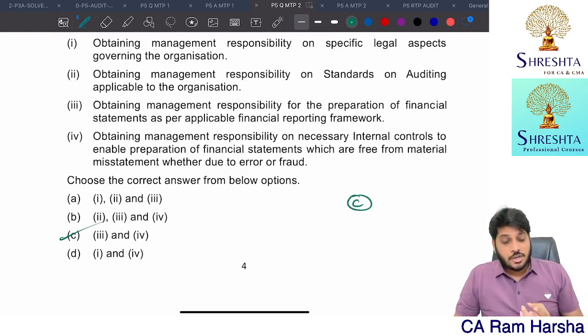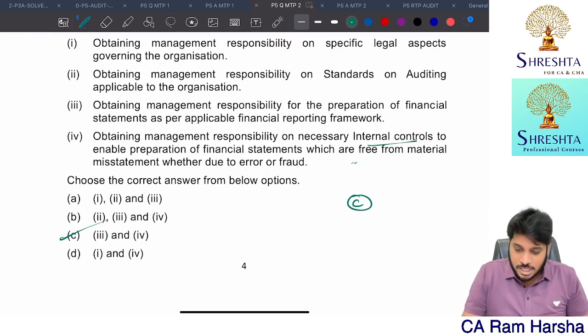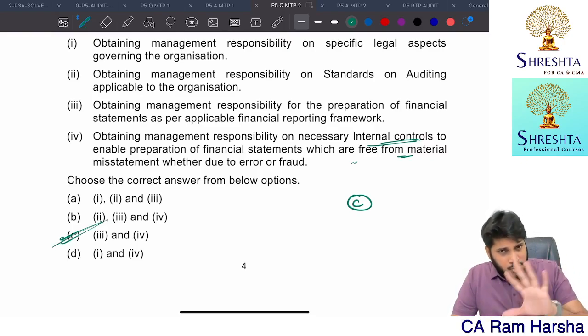Because the precondition to audit is that management should acknowledge and accept its responsibility for preparation and presentation of financial statements as per the applicable framework, which is acceptable. Here he said whether the financial reporting framework is acceptable or not, but management is responsible to give an acknowledgement of that. He did not tell that. And of course, management is responsible for controls also. That's it. Just to go back 5 minutes, I told this point very clearly.